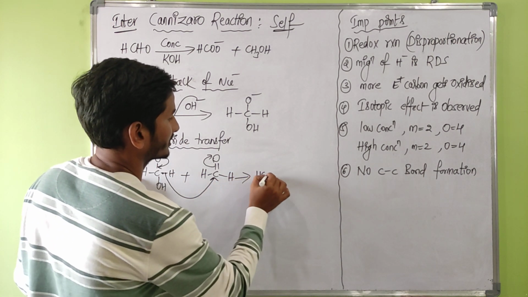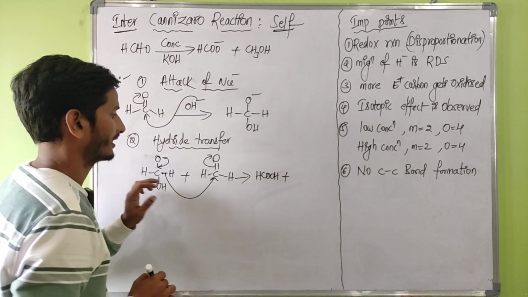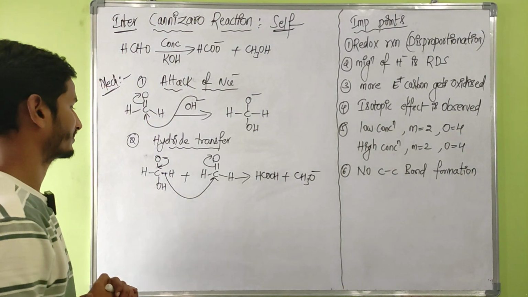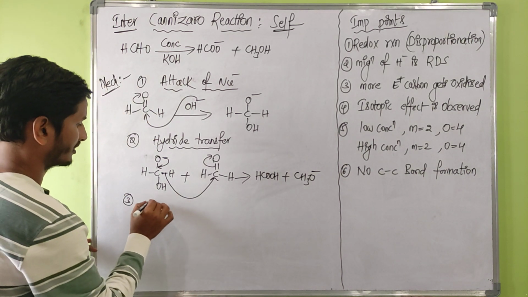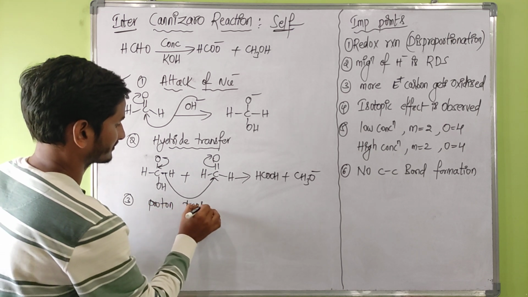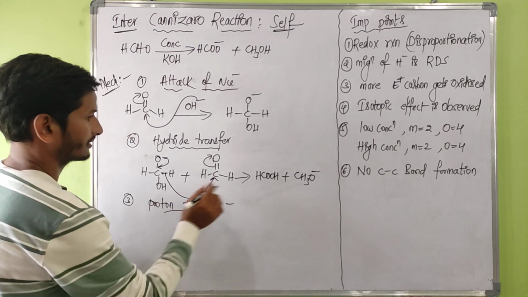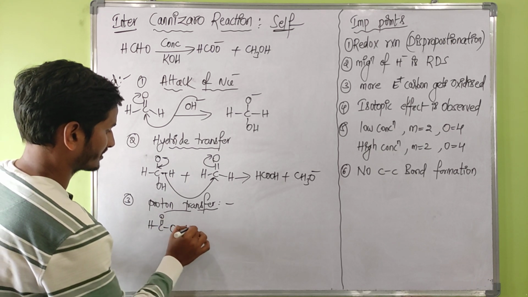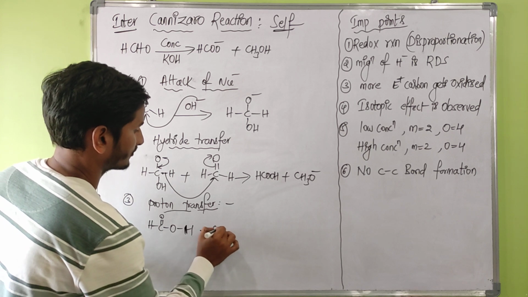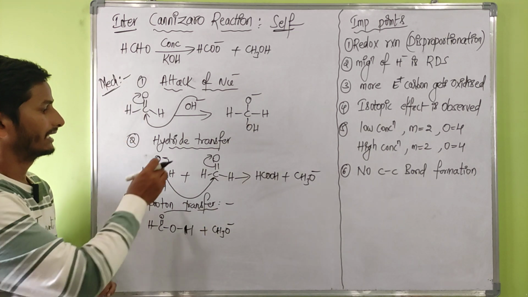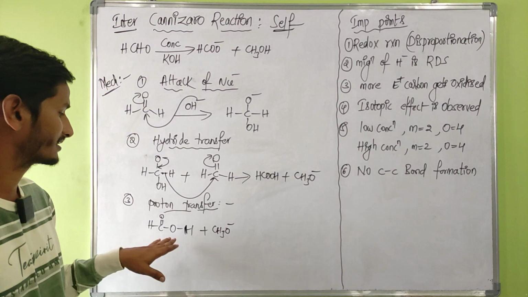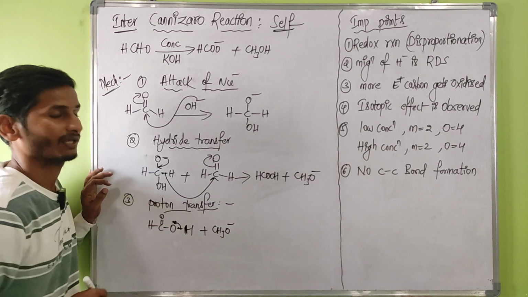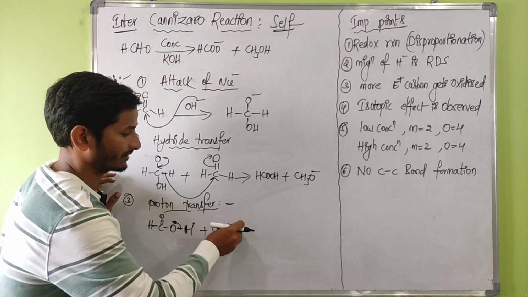So what are the products we are getting? HCOOH, formic acid, along with this methoxide ion we got. That's the second step. Coming to the final step, which is proton transfer. Taking the same one. Here H minus is a hydride, H plus is a proton. Now oxygen pulls the electrons towards itself. Now this proton H plus gets transferred here.